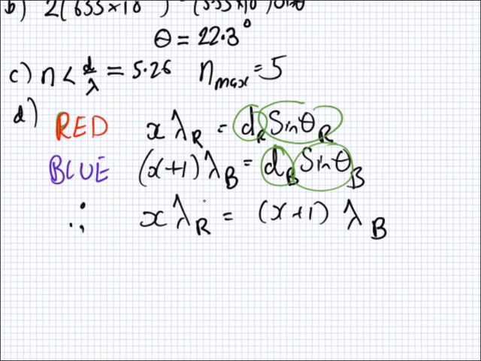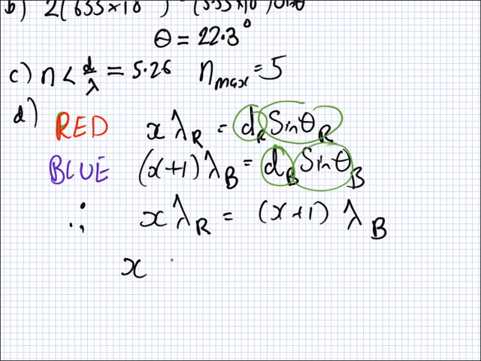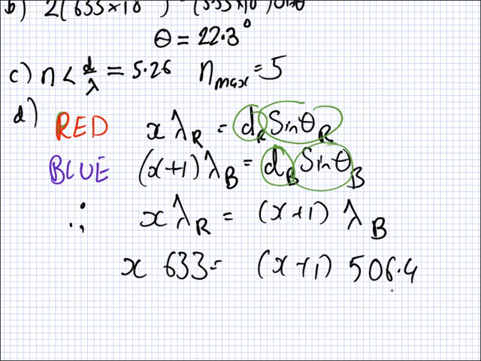Now, what did I say the red light wavelength was? 633 nano. And what did I say the blue light was? 506.4. The nanos cancel on both sides. So you have just this equation. Solve for x. Off you go.